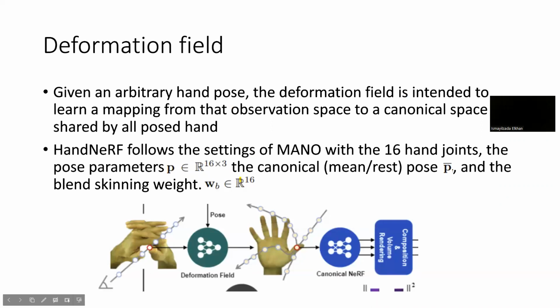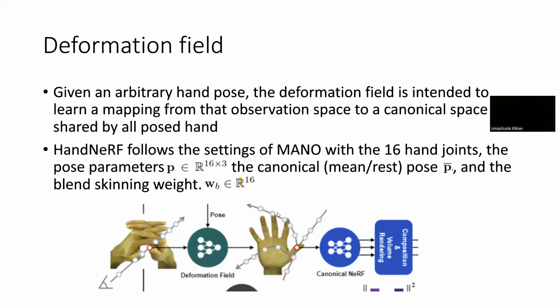So yeah, to start off with the deformation field that maps from observable space to canonical space. Given an arbitrary hand pose, the deformation field is intended to learn a mapping from observation space to a canonical space. HandNeRF follows the settings of MANO with the 16 hand joints, the pose parameters P, the canonical mean pose P bar, and blend skinning weight W_B, which is a 16.